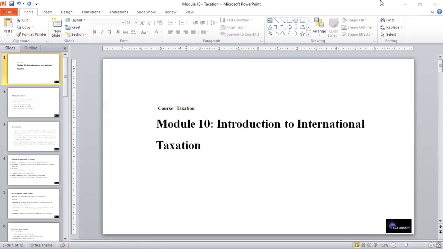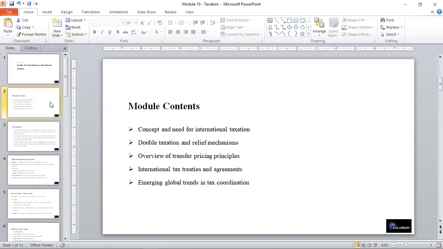Hello, welcome to the final module of the course, Taxation, where we will look into international taxation. We'll be introduced to international taxation, and we will look at concepts and needs for international taxation. We look at double taxation and relief mechanisms. We also look at an overview of transfer pricing principles, international tax treaties and agreements, and the emerging global trends in tax coordination, and this will be done very briefly.